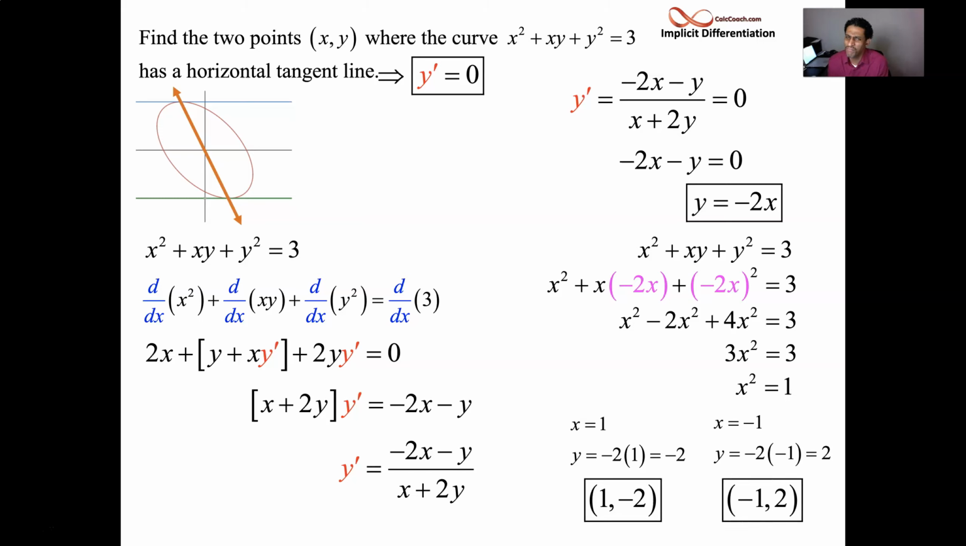Medium. Medium, maybe a little bit difficult. Not much. This ends the lesson on implicit differentiation. We're going to use this now in many other areas, and so please remember it.